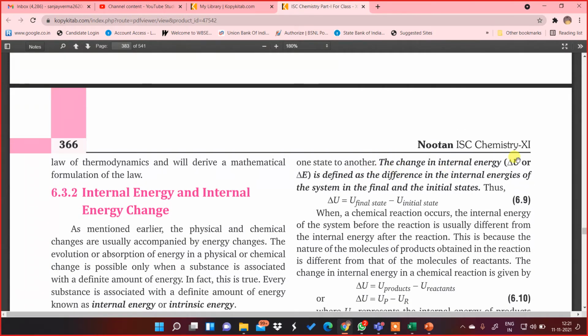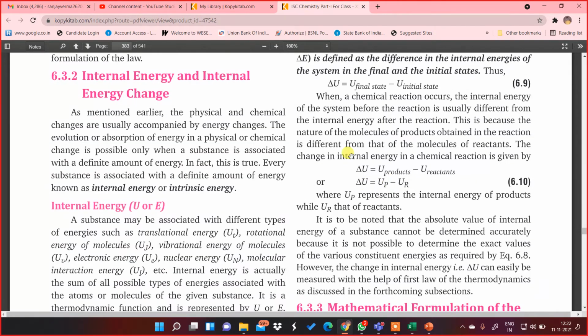The change in internal energy is defined as the difference in the internal energies of the system in the final and the initial state. So there is equation 6.9: delta U is equal to U final state minus U initial state, because it is a state function. It is not a path function. Now, when a chemical reaction occurs, normally the internal energy of the system before the reaction is usually different from the internal energy after the reaction. This is because the nature of the molecules of products obtained in the reaction is different from that of the molecules of the reactant. So that's how we write over here: delta U is the internal energy of the products minus the internal energy of the reactants. So delta U is UP minus UR.